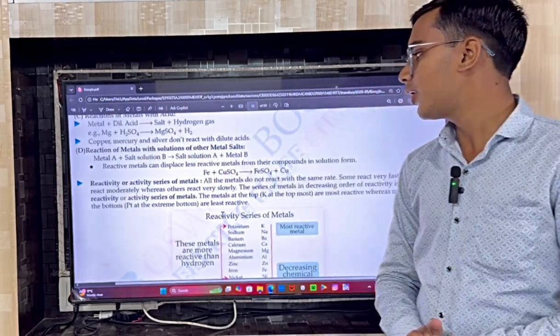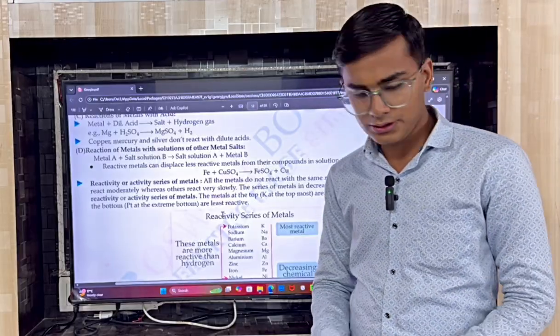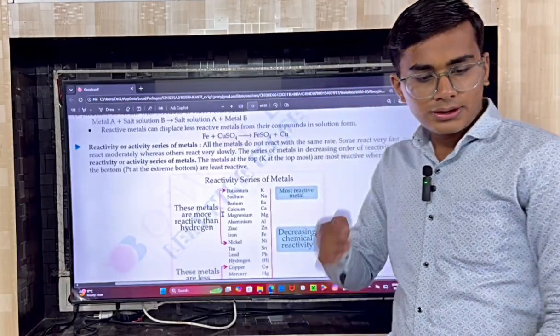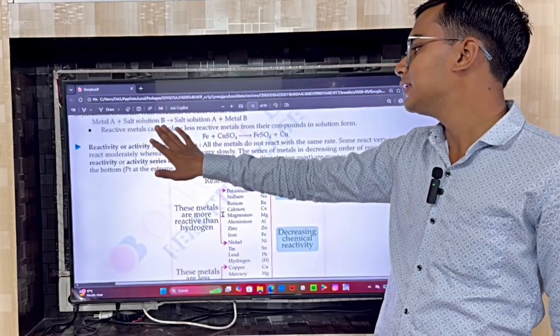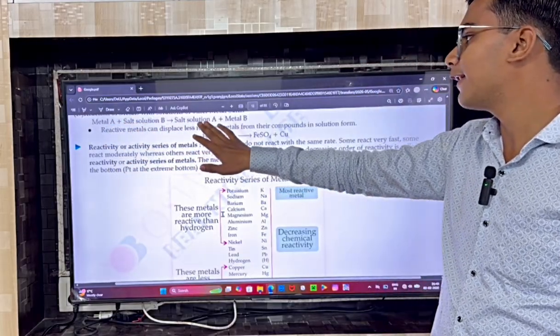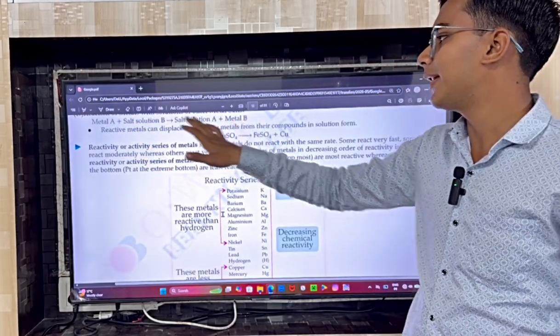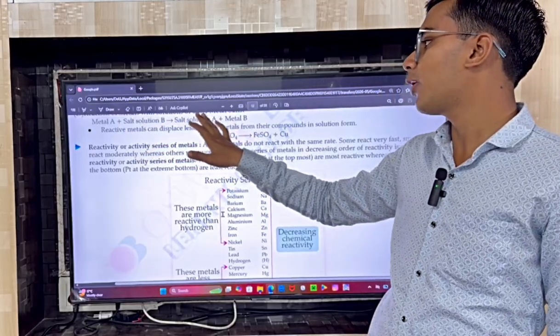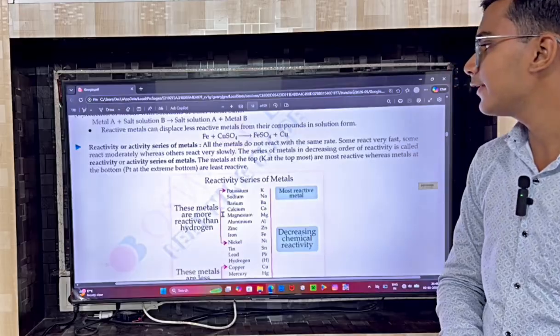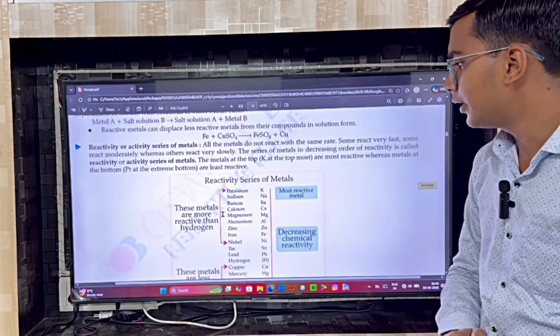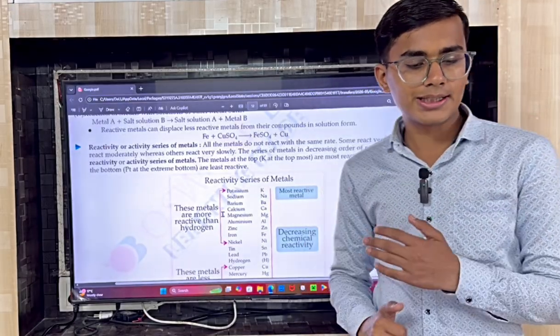Reaction of metal with solution of other metal salts. In this, when metal A reacts with salt solution B, they form salt solution of A along with the metal B. A reactive metal can displace less reactive metals from their compounds in solution form. Highly reactive element, less reactive element.